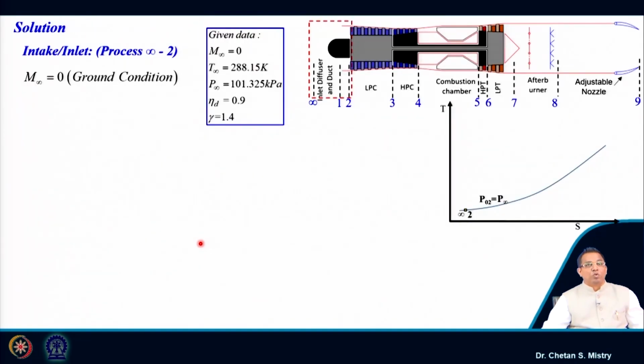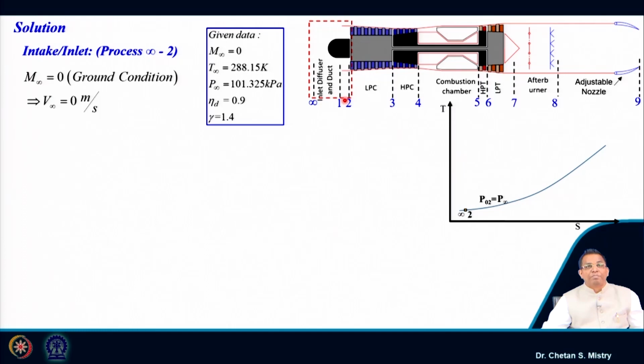Okay. So, the very first component, as we have discussed, is my intake or the inlet. It is represented by infinity to 2. This is what is representing my inlet duct. Since this is my ground condition, my M infinity will be 0.